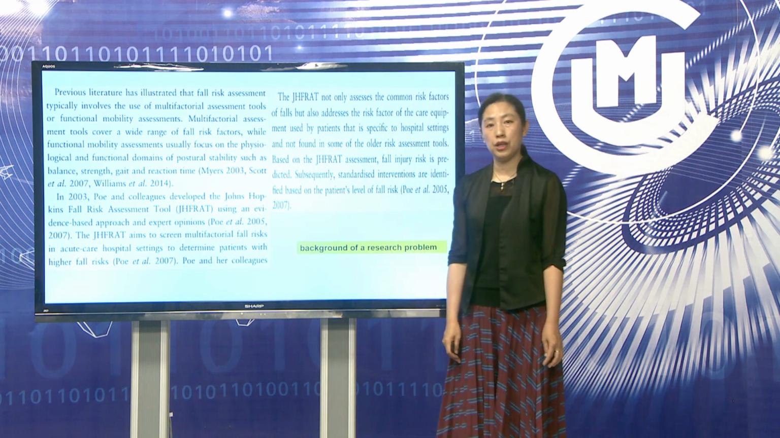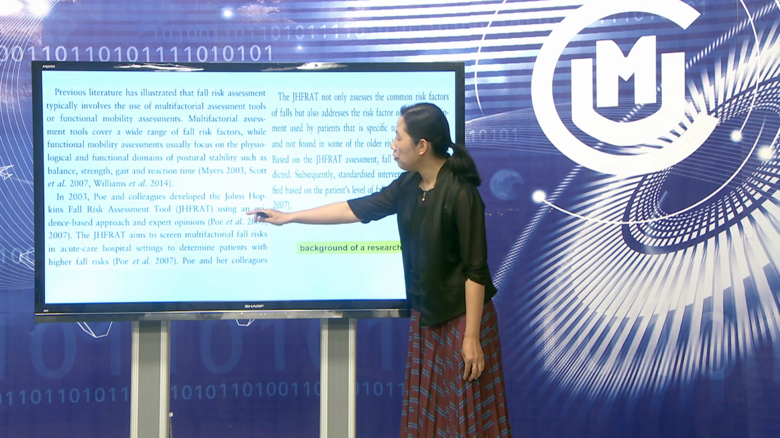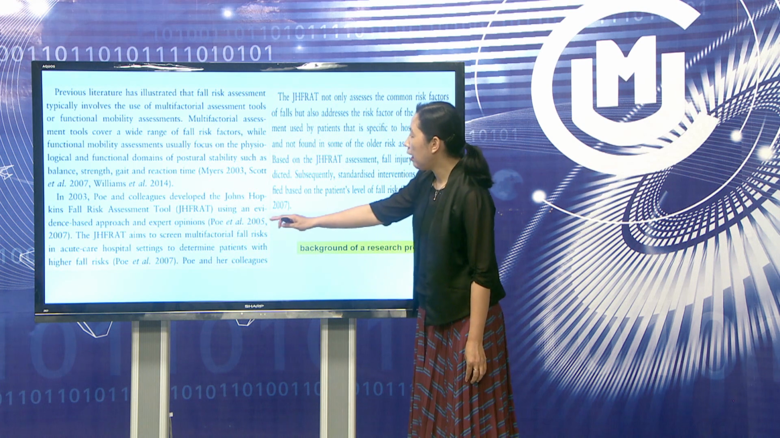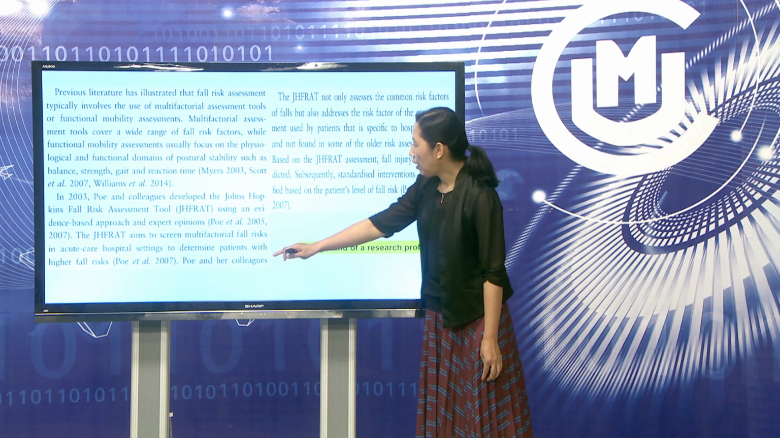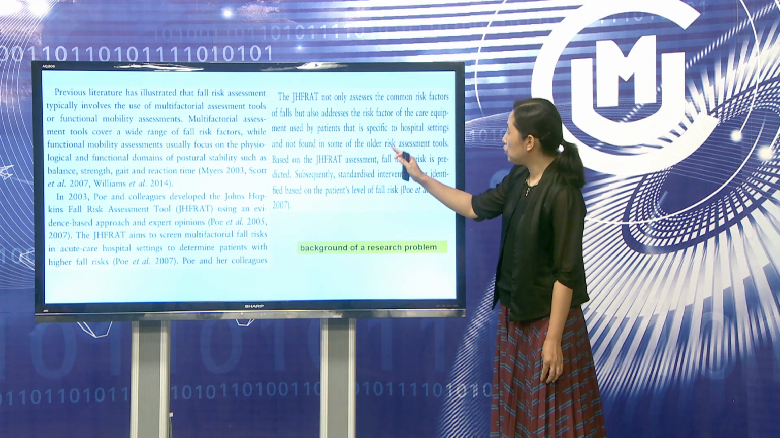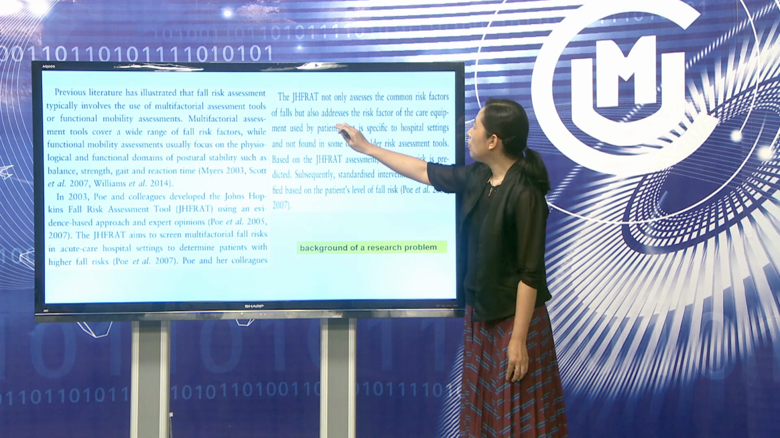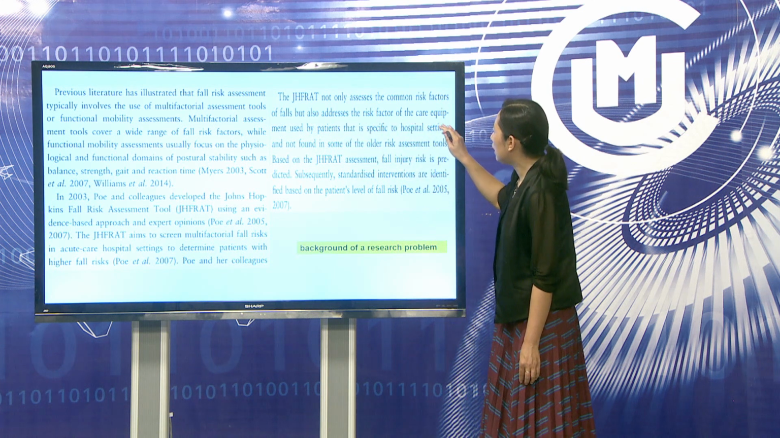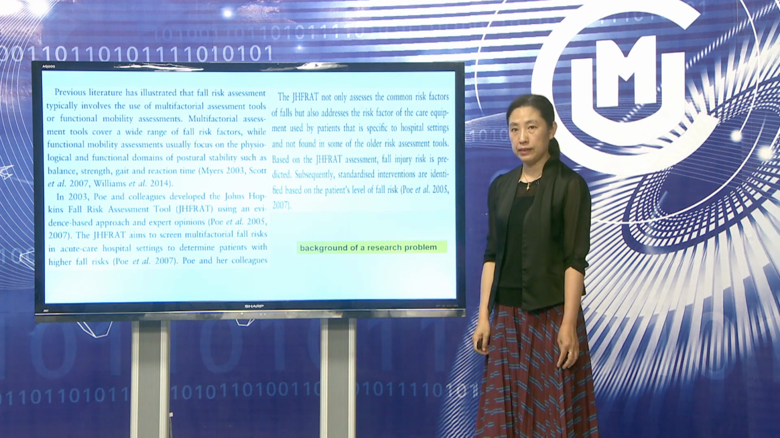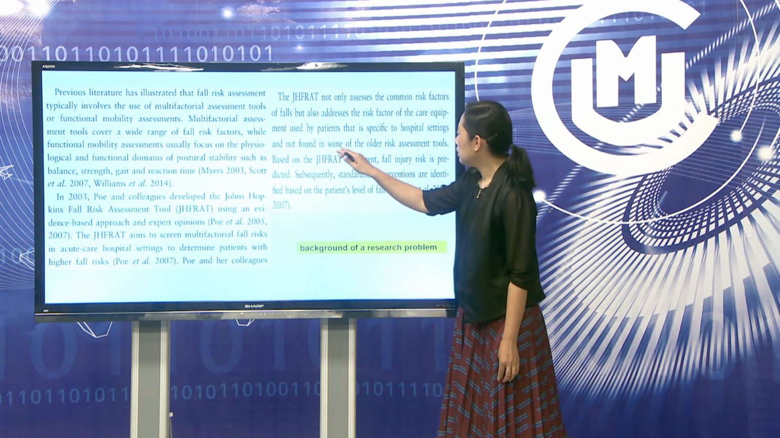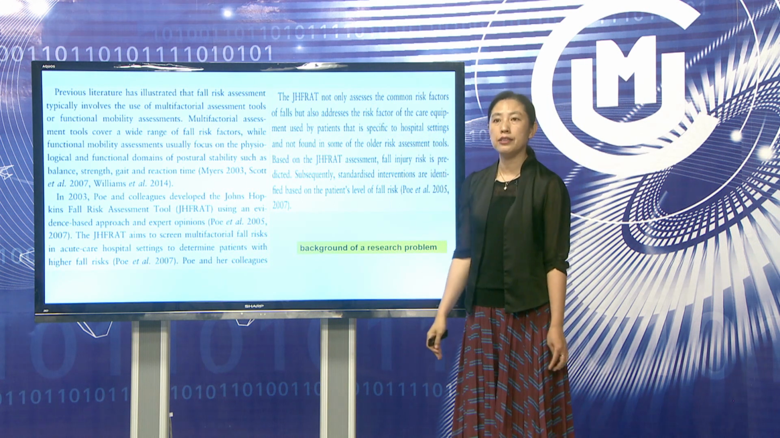So in 2003, Paul and colleagues from Johns Hopkins developed the fall risk assessment tool. They used an evidence-based approach and expert opinions to develop this tool. The characteristic of this tool is that they not only assess the common risk factors of falls, but also address the risk factors of the care equipment used by patients that is specific to the hospital setting and not found in some of the older risk assessment tools. That means this part hasn't been found in other assessment tools.